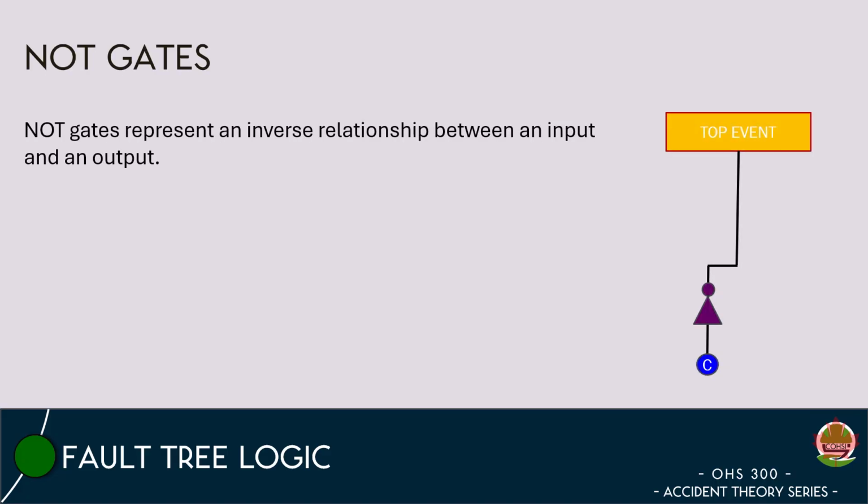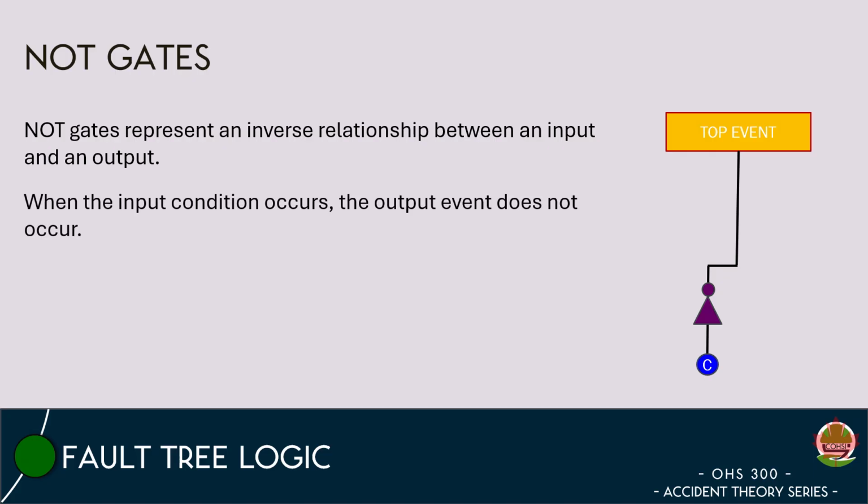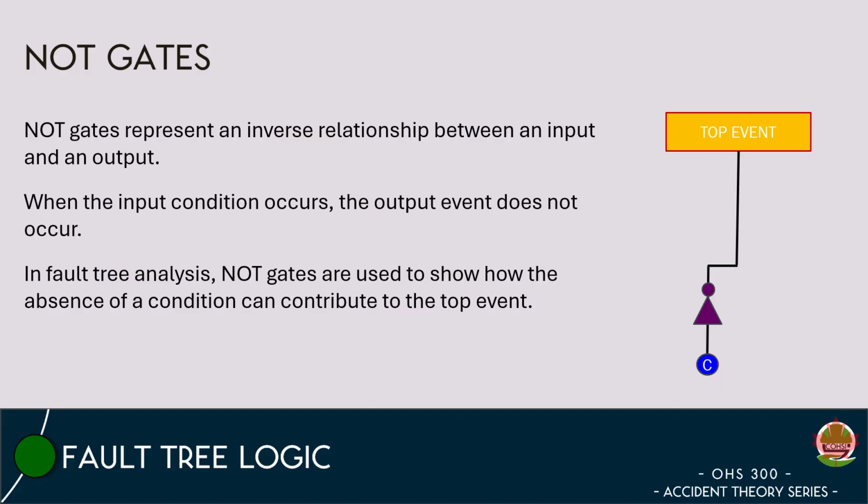NOT gates represent an inverse relationship between an input and an output. When the input condition occurs, the output event does not occur, and when the input condition does not occur, the output event occurs. In fault tree analysis, NOT gates are used to show how the absence of a condition can contribute to the top event. In simple terms, a NOT gate reverses whatever input goes into it.